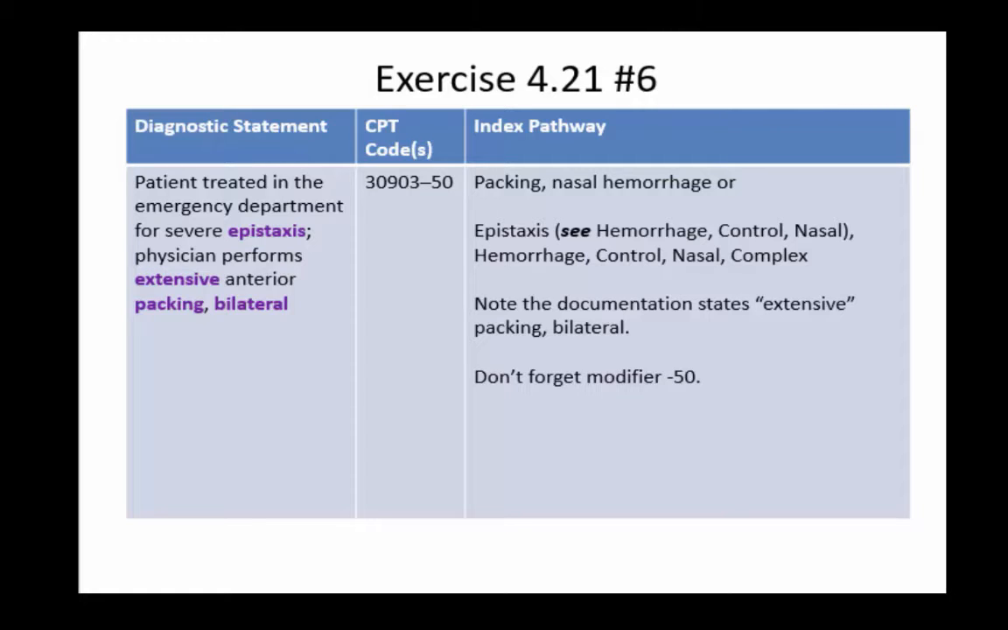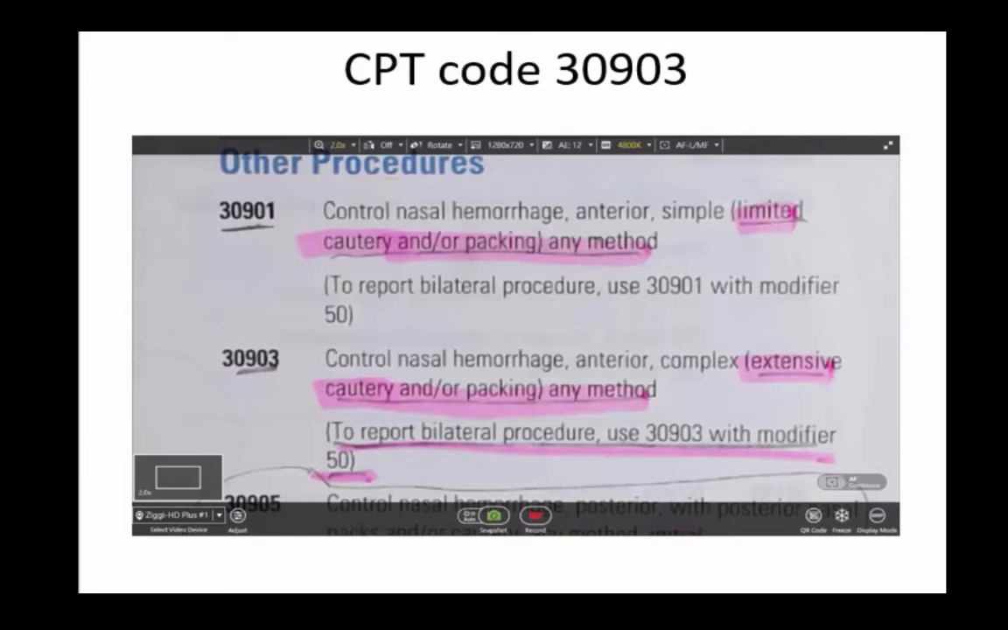You note that our documentation tells us that it is extensive. There's no way you could know unless the doctor said so, whether or not it was extensive. And don't forget modifier 50 for the fact that it was performed bilaterally. And here's that code, 30903, and you note that extensive is part of your description, and also that reminder about if it's bilateral to add the modifier -50.